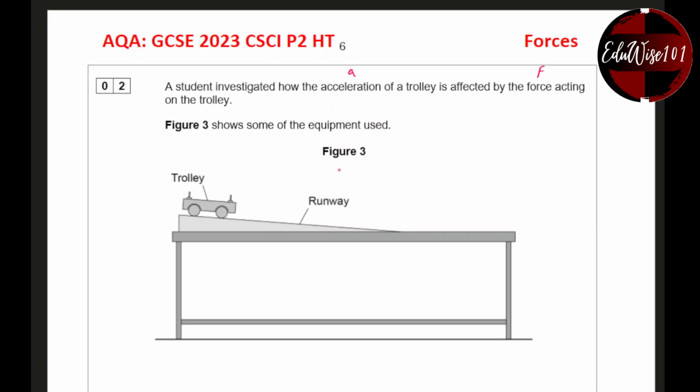So this equipment is testing Newton's second law, which is F equals ma, which is a required practical. So you have a trolley on a runway, which is slightly inclined. Figure 3 shows some of the equipment. So you have the trolley and the runway, which is on a table.